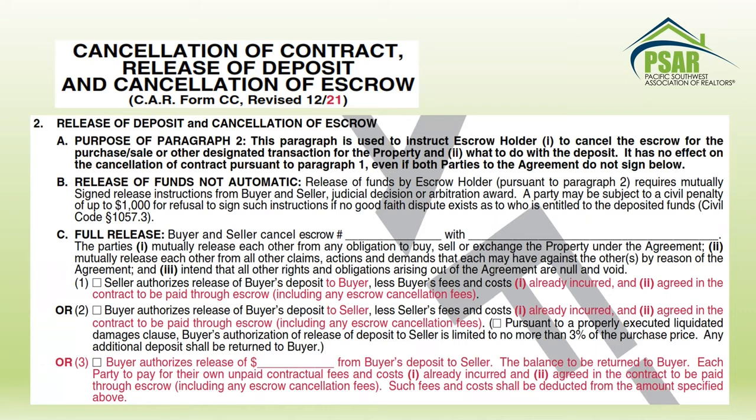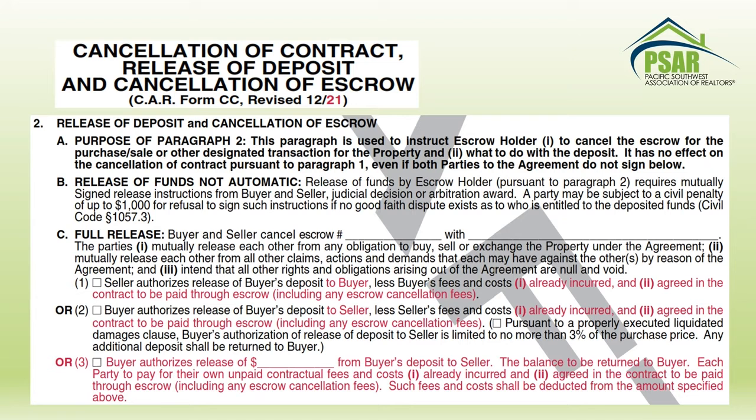Okay, so that cancellation, if you did the cancellation correctly and per the terms of the contract, that cancellation of the contract is done, which means the parties can go get into other contracts. Okay, release of funds is not automatic. We have a reminder that there's a $1,000 civil penalty that they're subject to if they don't sign the instructions, if there's no good faith dispute as to the deposit. Then we go through 2C, full release, buyer and seller cancel escrow number with blah, blah, blah. Okay. C1, seller authorizes release of buyer's deposit to buyer.